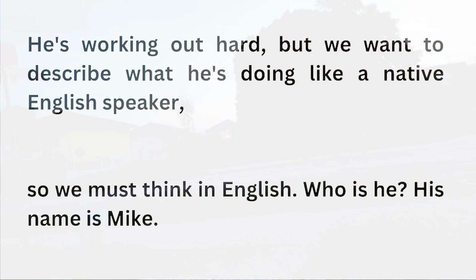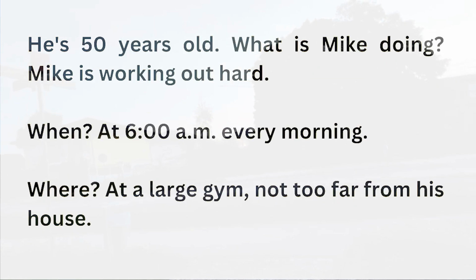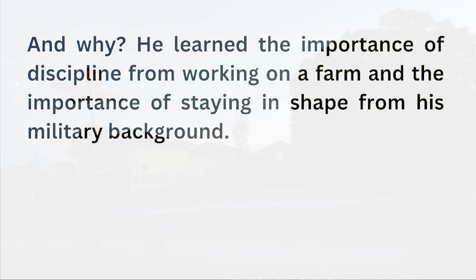Who is he? His name is Mike. He's 50 years old. What is Mike doing? Mike is working out hard. When? At 6 a.m. every morning. Where? At a large gym, not too far from his house. And why? He learned the importance of discipline from working on a farm and the importance of staying in shape from his military background.